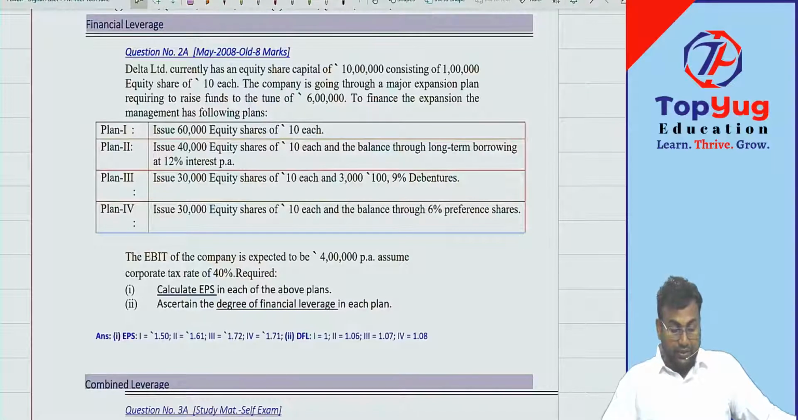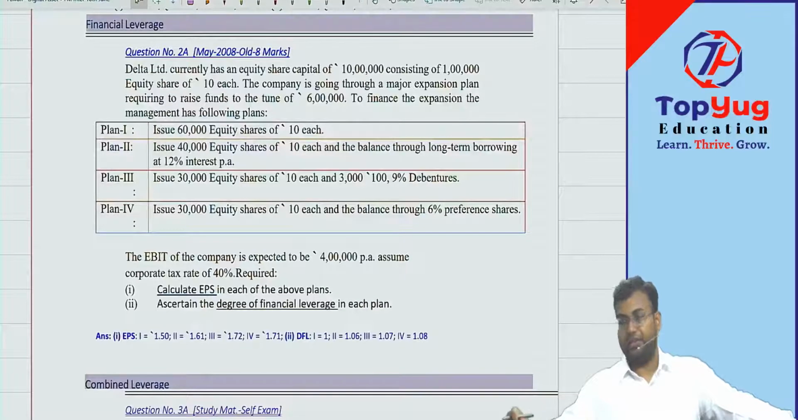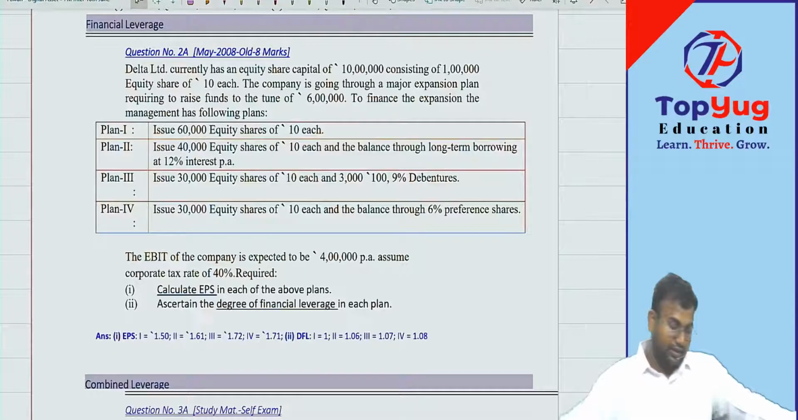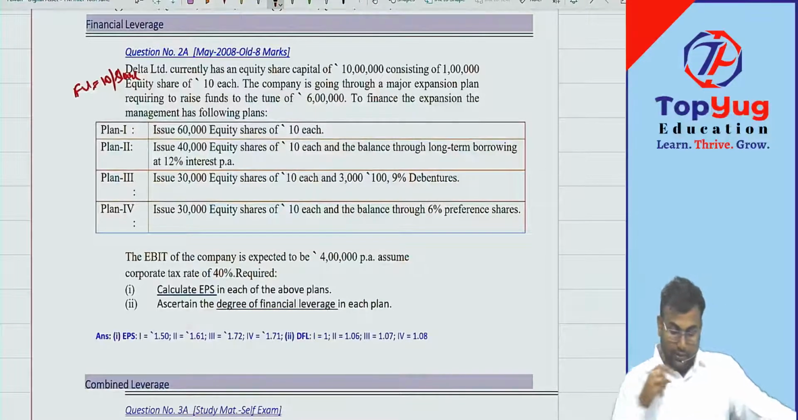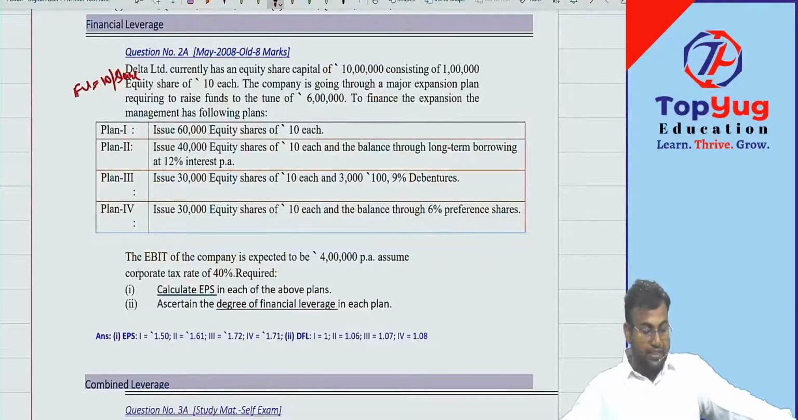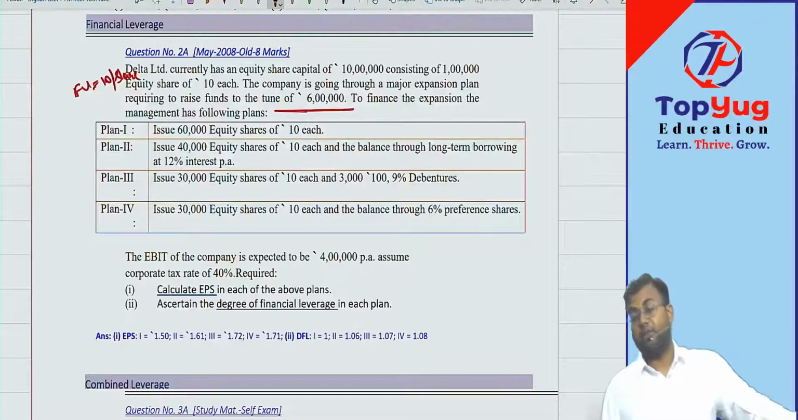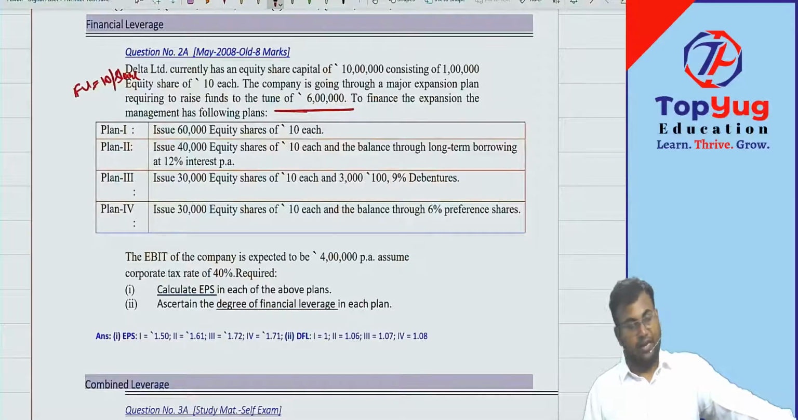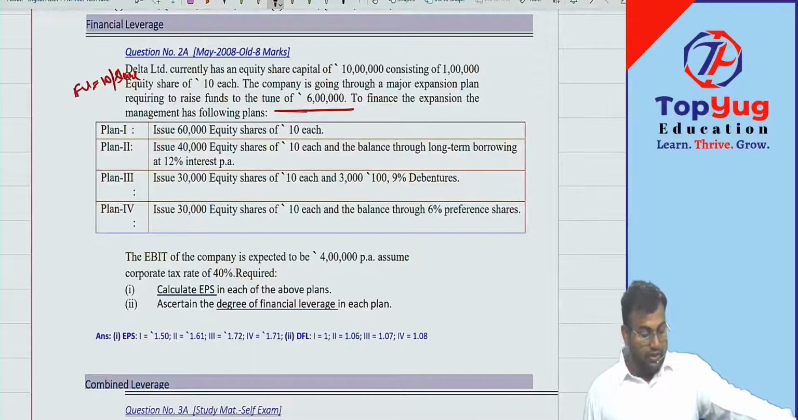Delta Limited currently has an equity share capital of 10 lakh rupees consisting of 1 lakh shares. That means each share's face value is how much? 10 rupees, right? The company is going through a major expansion plan requiring to raise 6 lakhs more. How much is my current capital? 10 lakhs. How much more do I need? 6 lakhs. To finance the expansion, the management has the following plans.